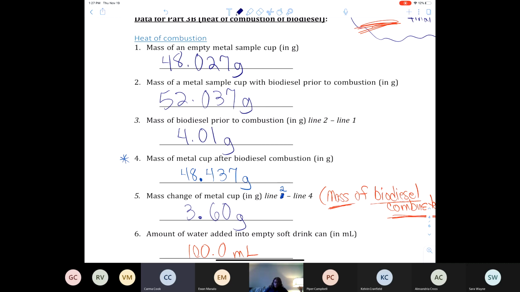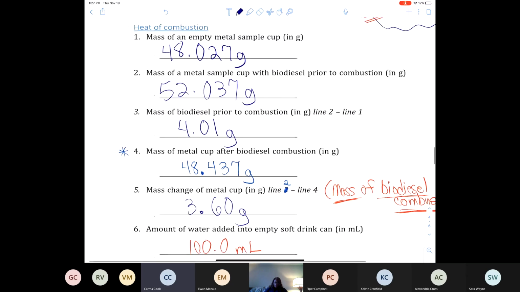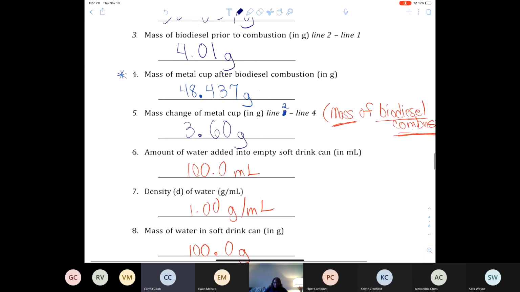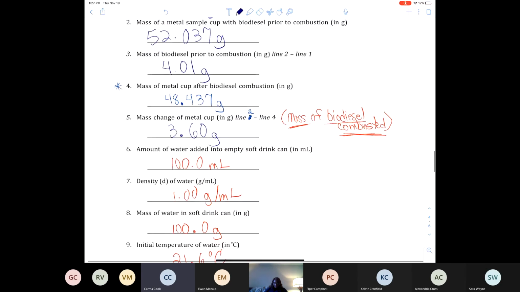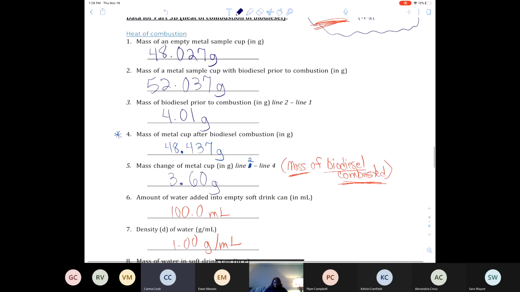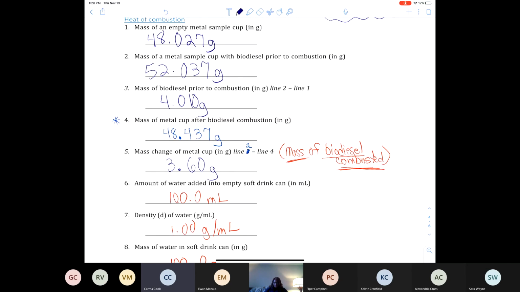Okay, so you should have completed watching the 2 heat of combustion videos, and you should have the following data and calculations done. The calculations in lines 1 through 11 are really simple, nothing harder than subtracting. So like in line 3, to get line 3, you just take line 2 minus line 1. You should have got about 4.01 grams.